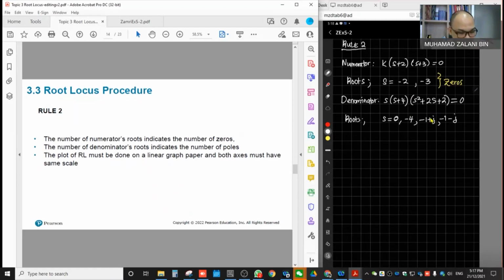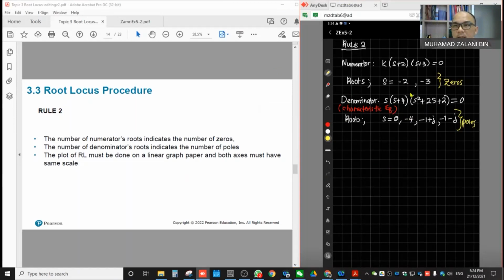So how many poles do we have? The roots of the denominator equation, which is actually the characteristic equation. How many roots do we have? We have 4 roots, which means we have 4 poles in this case.